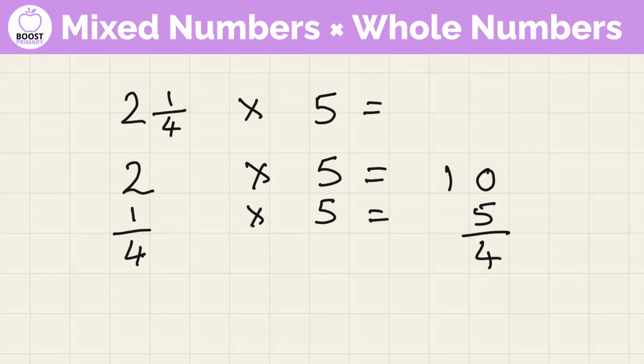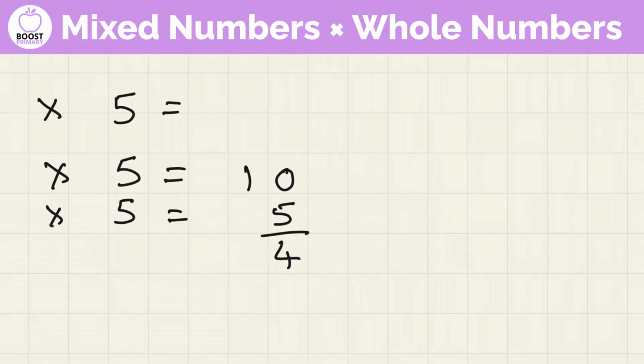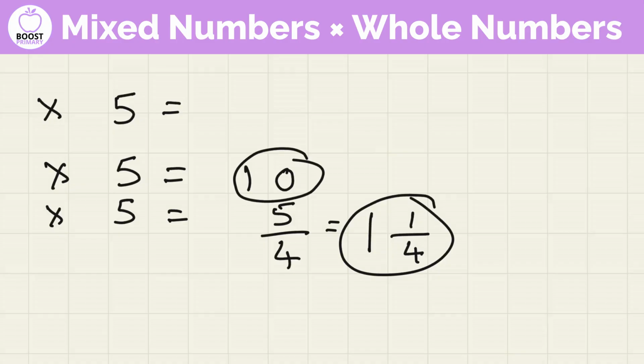This is an improper fraction. Before I can put it together with 10, I need to turn it into a mixed number fraction. 5/4 is the same as 1 1/4. Now I can put both parts of my answer together again. So the answer is 11 1/4. So this time there are lots of steps at the end.